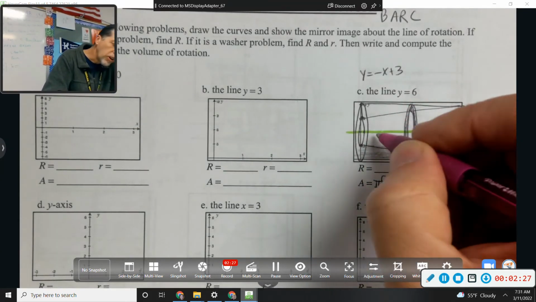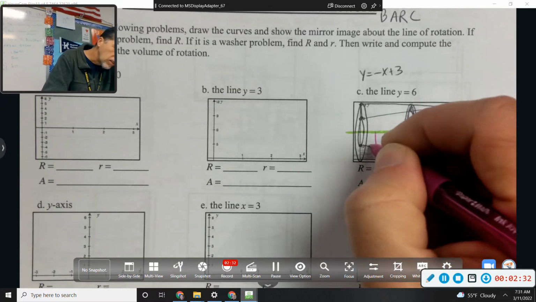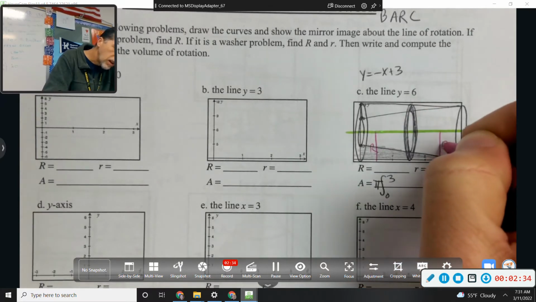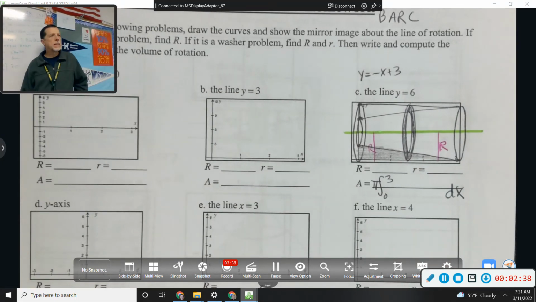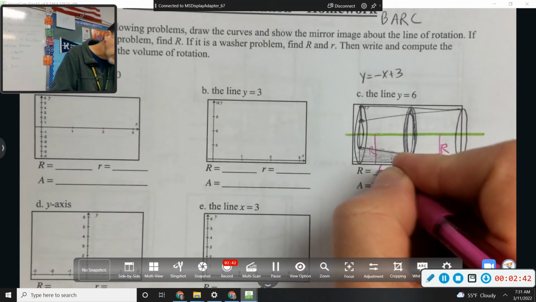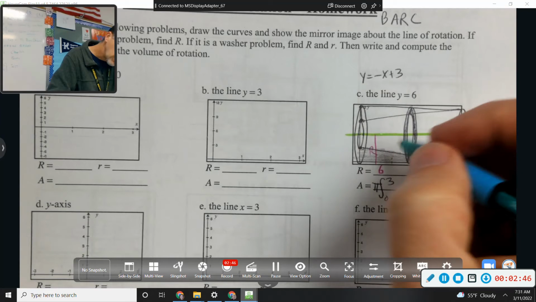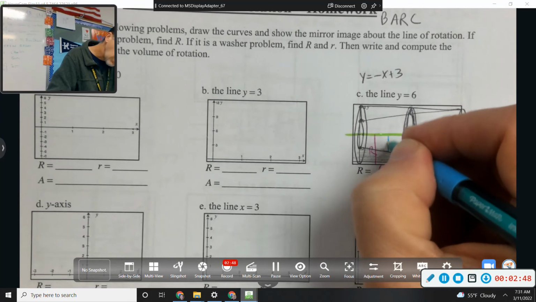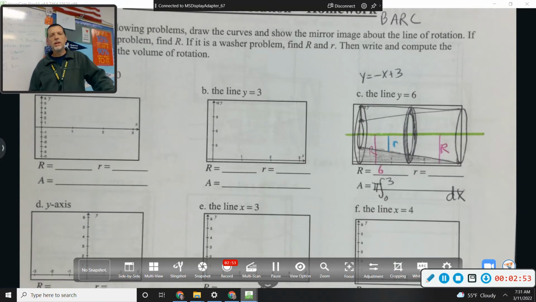Always draw your r's from the axis. So there's big R. What's big R equal to? 6. So it's a constant 6. Little r is changing. There's little r.